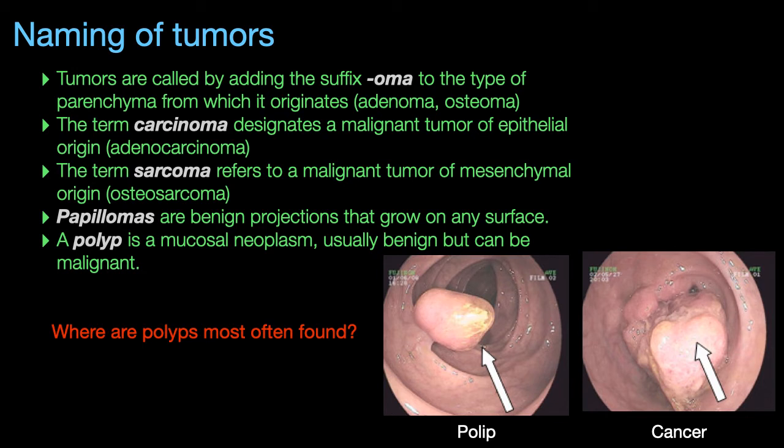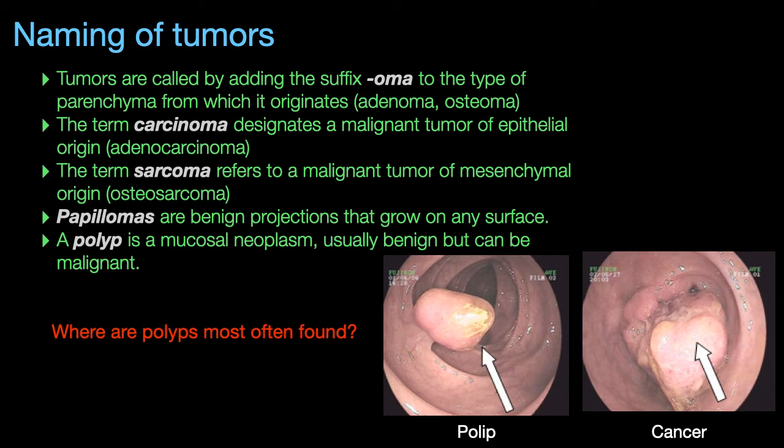Then the term sarcoma refers to a malignant tumor of mesenchymal origin, right? Functional cells. So the example here is osteosarcoma. So it's a tumor that is malignant, and it comes from the osteoblasts. Then we have other names like papillomas, which are benign projections that may grow in any surface, like the skin or in the internal surface of your digestive system.